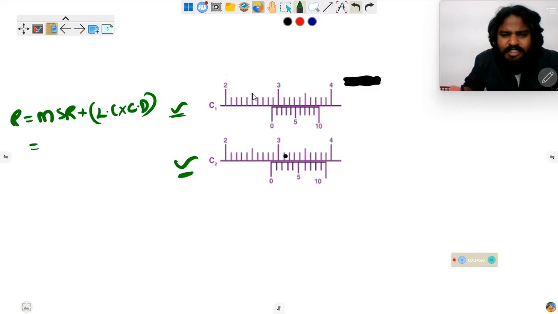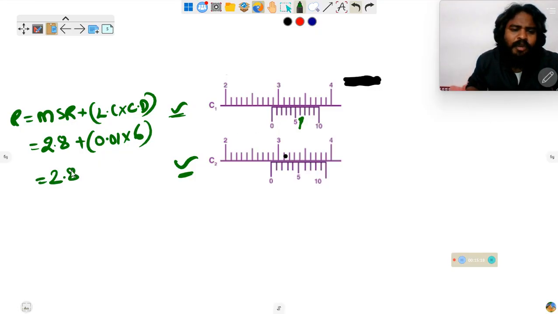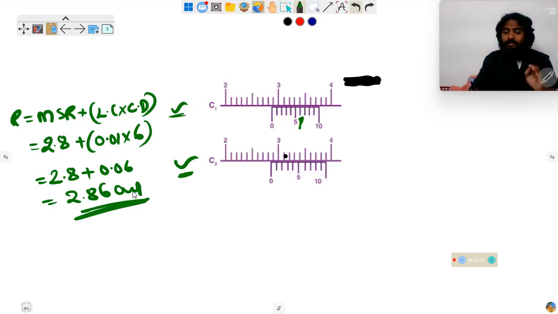What is the main scale reading? This is 2, 2.5, 2.6, 2.7, 2.8, 2.9. So we can take 2.8. We cannot take 2.9. 2.8 plus 0.01 into which one is coinciding well? The sixth one is coinciding well. If you observe, the sixth one is exactly coinciding. So you take 6. Then what happens? 2.8 plus 0.06, I can write 2.86 centimeter. This is the reading of the first one.